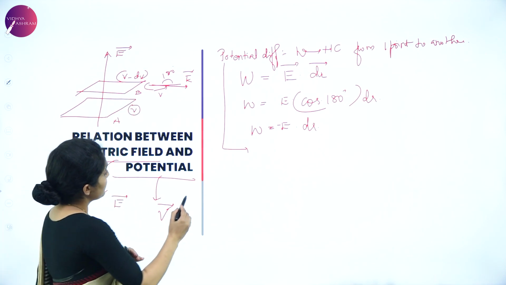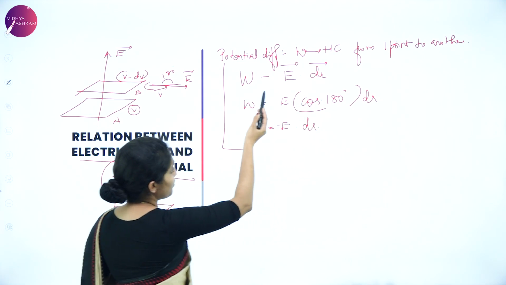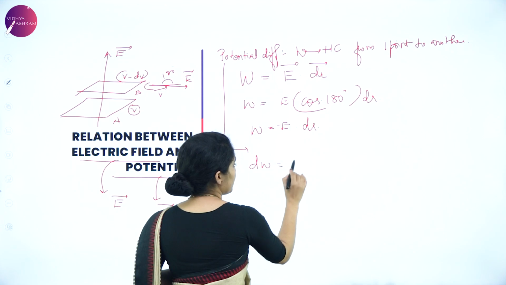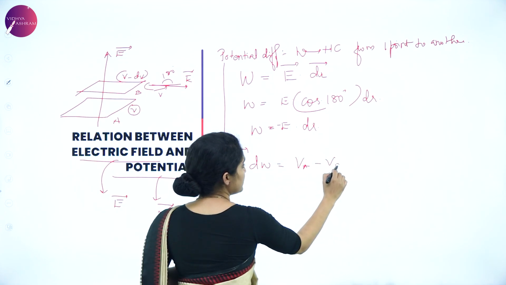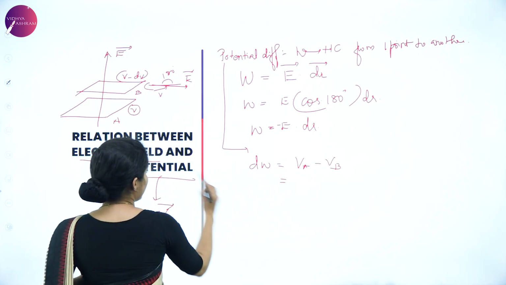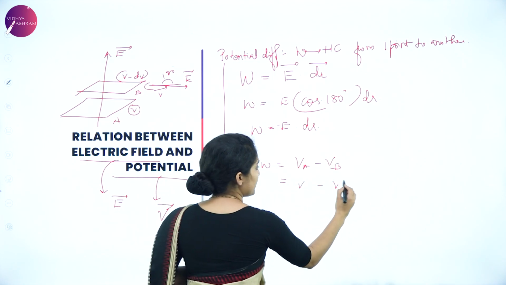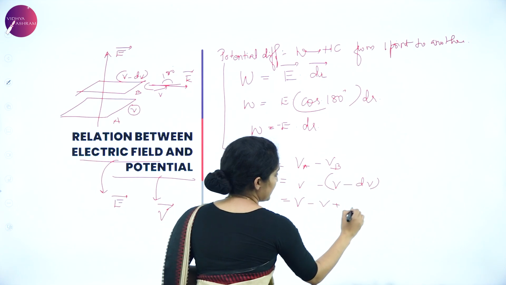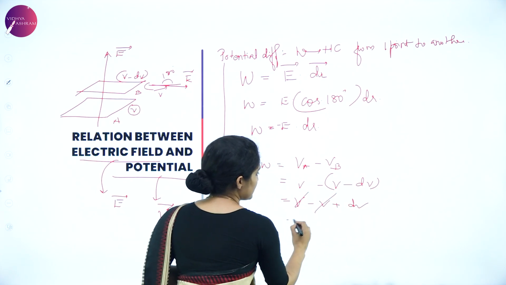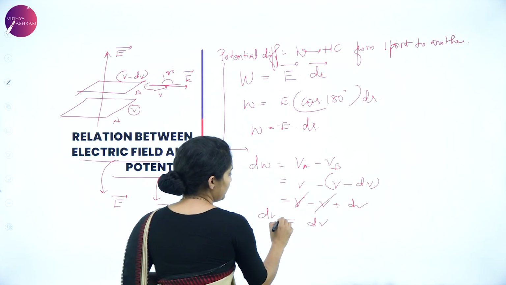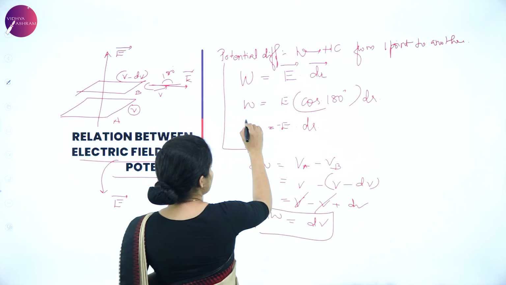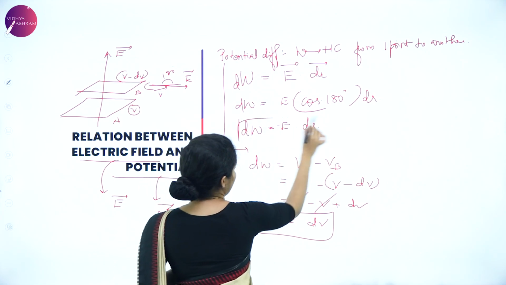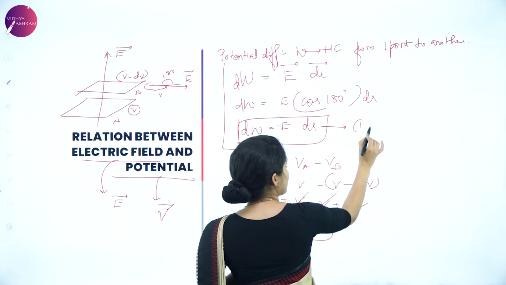Now we have the work done in bringing a unit positive charge from one point to another point. So dW is equal to VA minus VB. VA is just V, and VB is V minus dV. So we have V minus V plus dV. V and V cancel, so dV is equal to dW. This is also the change in work done. Now we have two equations for dW. Consider this as equation 1.